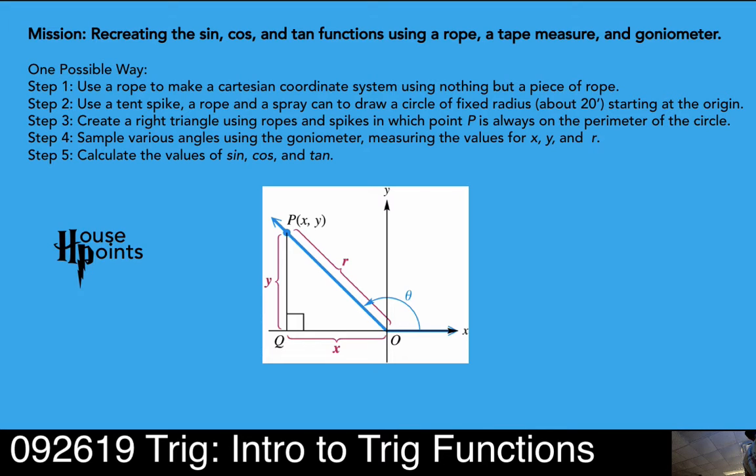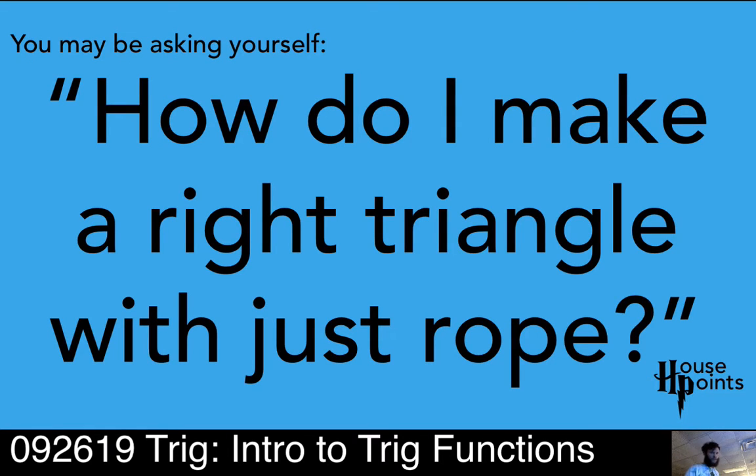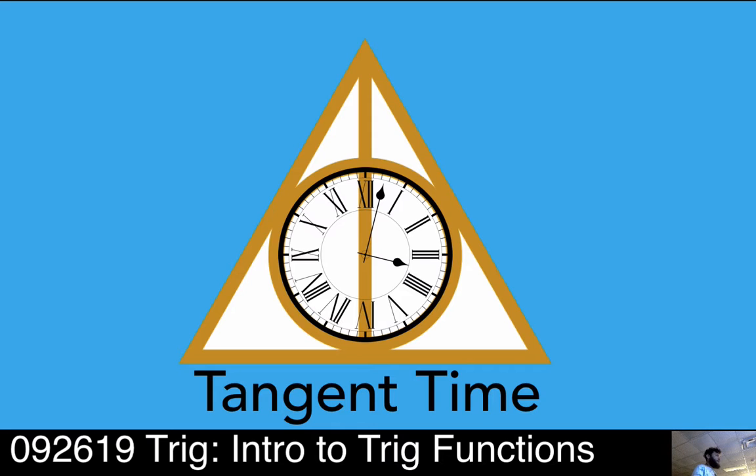Have I lost everybody? Does it make sense to everybody? Good. Okay. So we already got this. How do you make a right triangle with just rope? I explained that. I was going to go on a little bit of a tangent here. That's how you planned a tangent. Yes. We're going to do a tangent because we squandered the whole class period, and we will start with rope next time. But we'll go on a tangent right now.